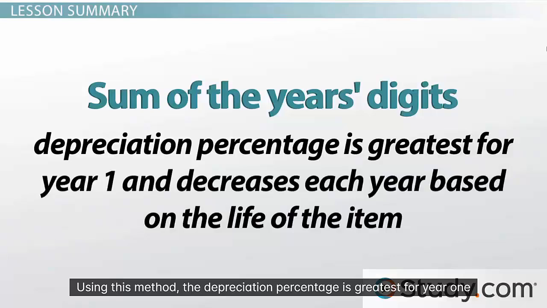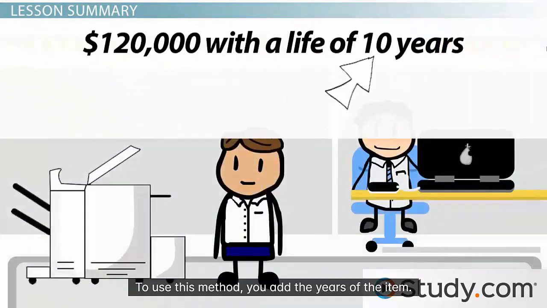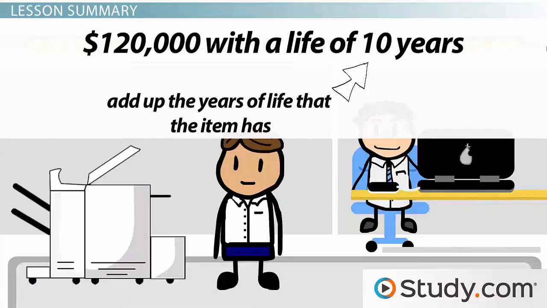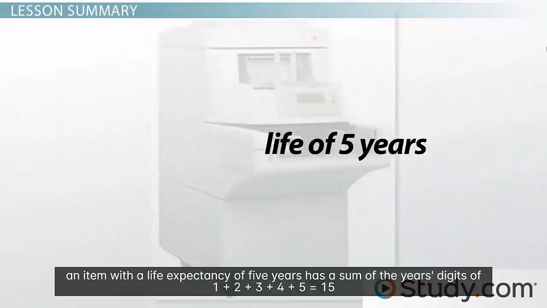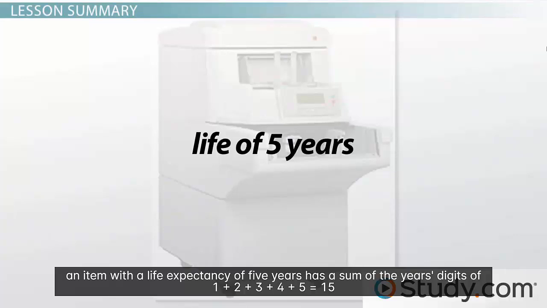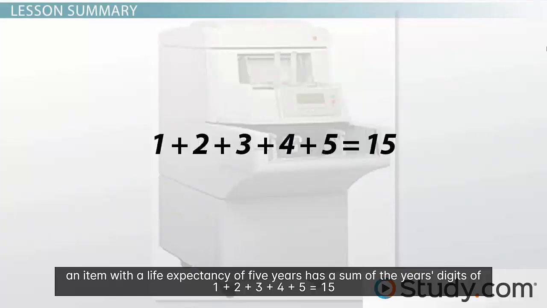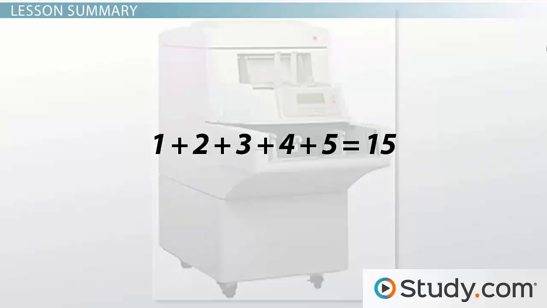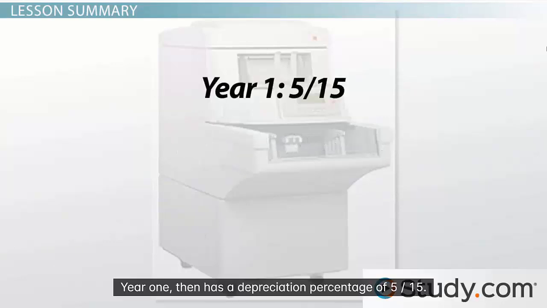Using this method, the depreciation percentage is greatest for year 1 and decreases each year based on the life of the item. To use this method, you add the years of the item. For example, an item with a life expectancy of 5 years has a sum of the year's digits of 1 plus 2 plus 3 plus 4 plus 5 equals 15. Year 1, then, has a depreciation percentage of 5 over 15.